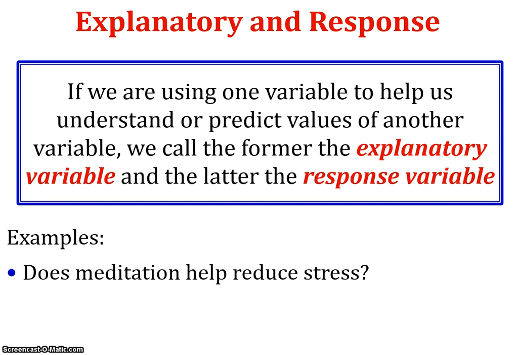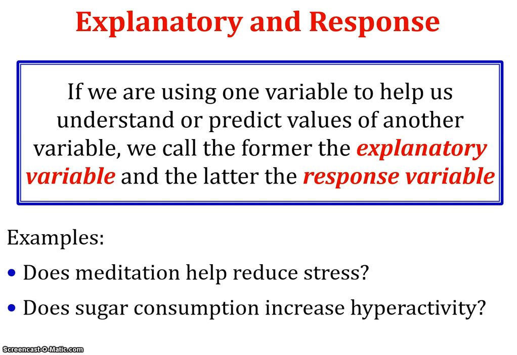Some examples: if we want to know, does meditation help reduce stress? Meditation would be our explanatory variable, and stress level would be the response variable. If we want to know, does sugar consumption increase hyperactivity? We would be looking at sugar consumption as our explanatory variable, thinking that it may be influencing hyperactivity, which would be our response variable.